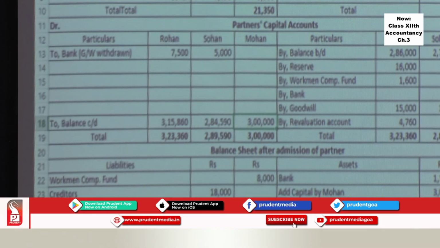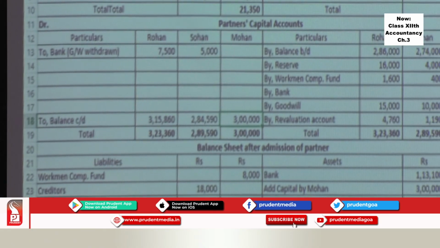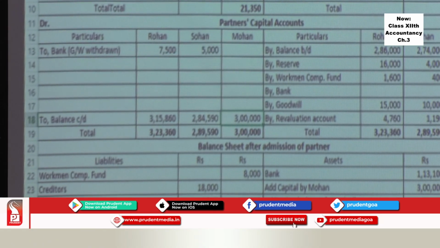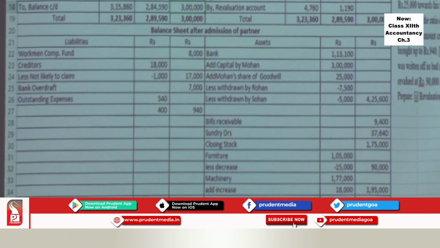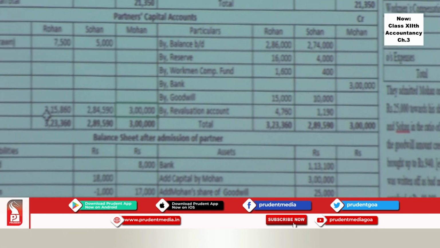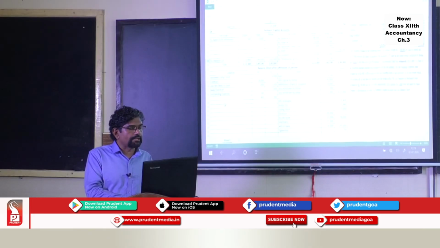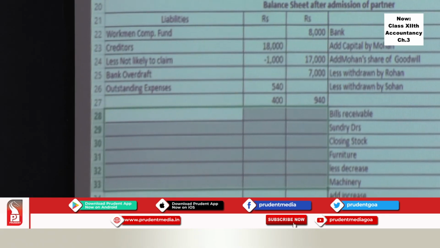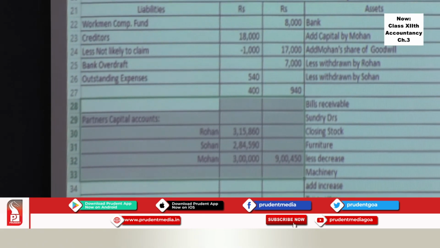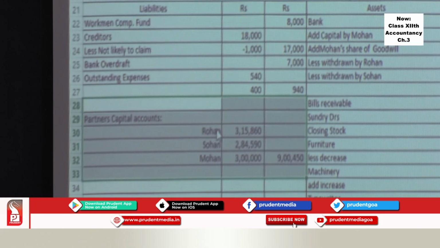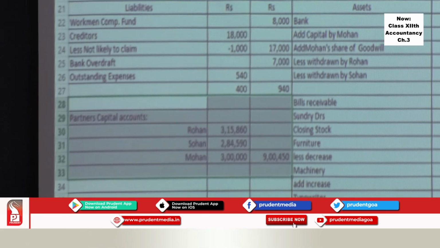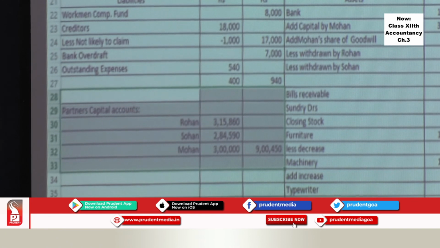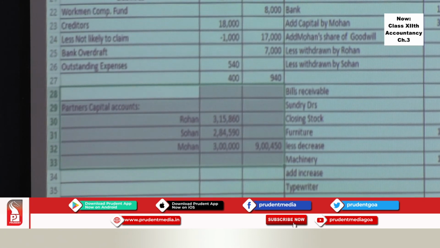So these are the capital balances. And where should we show capital balances? It should appear on the liability side of the balance sheet. Okay, so partners credit side is more here. That means the balances are credit. Okay, carried down on the debit side, it should be brought to the credit side, and these credit balances appear on the balance sheet liability side. Okay, on the liability side you will find capital of all the partners Rohan, Sohan and Mohan are shown the same amount, 3,15,860 and 2,84,590 and 3 lakh rupees. So the total capital of the firm is 9,450,000.